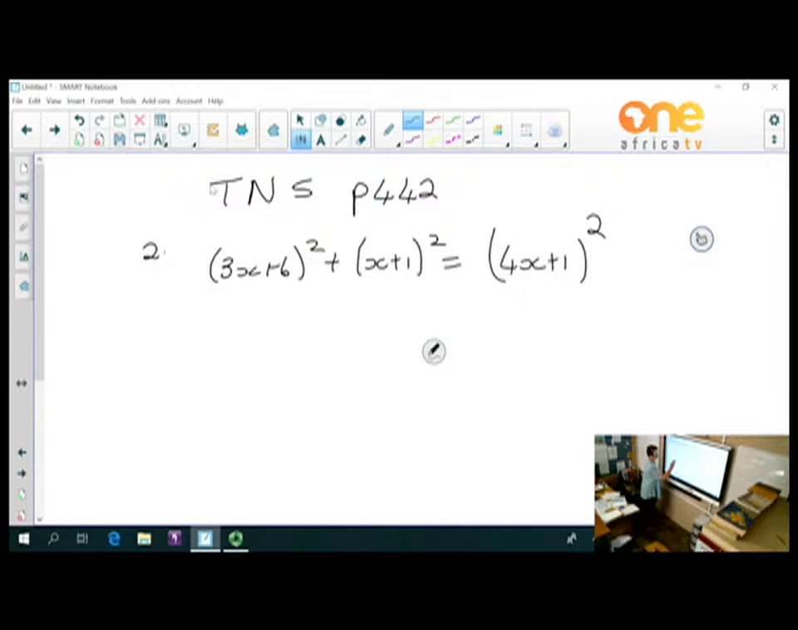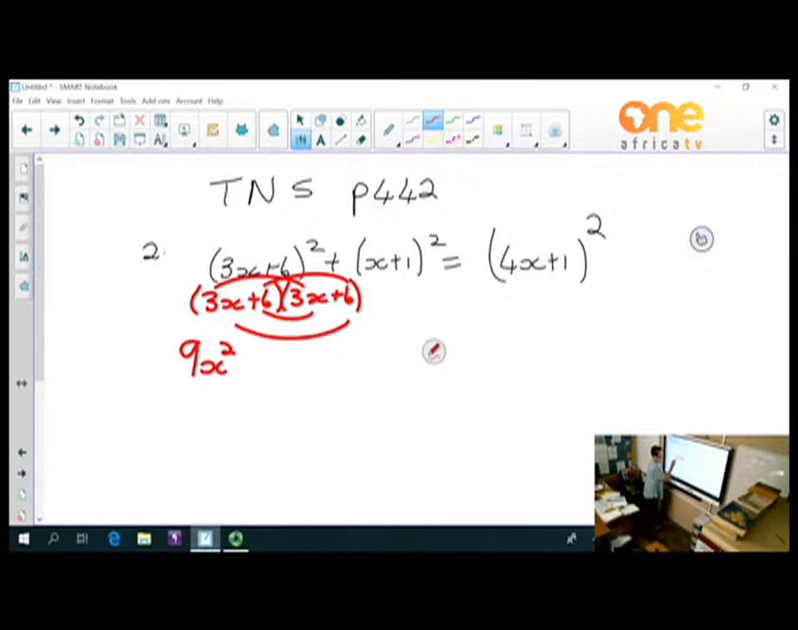So now we have to multiply this out. Now remember what we said. This means it's (3x + 6) times (3x + 6). Don't be lazy to write it out because otherwise you're going to lose your middle term every time. So now I'm using FOIL: first, last, inner, outer. This is what we're going to do. So this is the 9x².